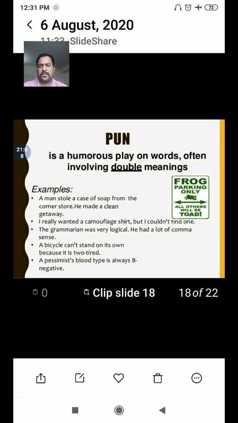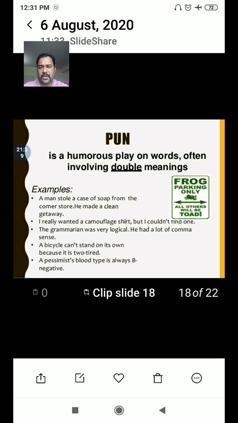A man stole a case of soap from the corner store. He made a clean getaway. Another example. So he made a clean getaway. He made a clean getaway means he escaped without being caught. And the second meaning you can use is that he cleaned the exit gate. Next, I really wanted a camouflage shirt, but I couldn't find one.